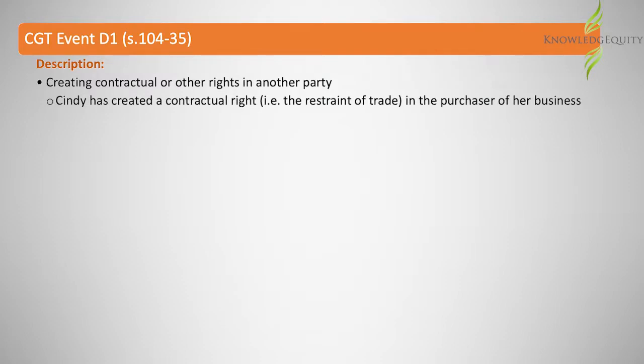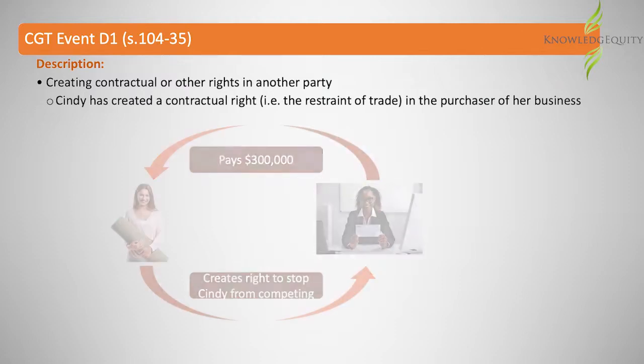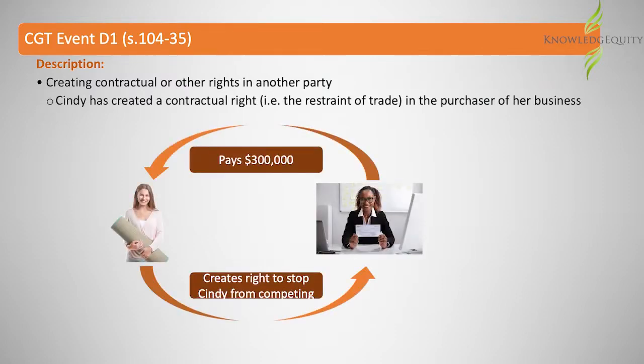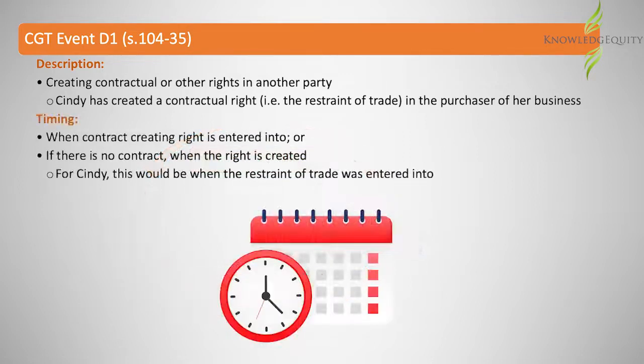D1. This is because Cindy has created a legal right in another entity. Specifically, Cindy has created a right in the hands of the purchaser of the business. The right that purchaser has is the right to stop Cindy from competing. The timing of CGT Event D1 is when the contract creating the right is entered into, or if there is no contract when the right is created.